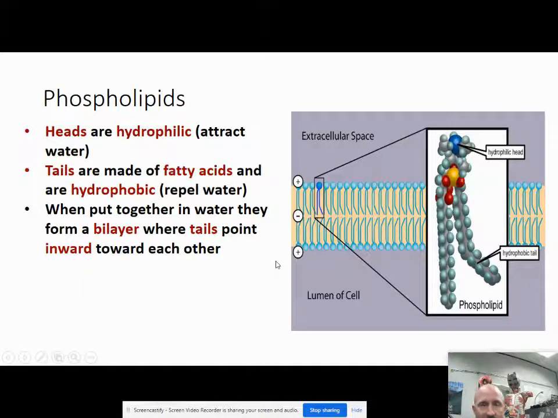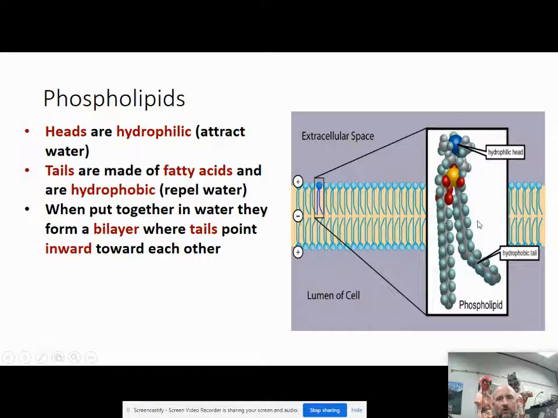Okay, and here's where the heads become important. So the heads, and I want you guys to write this down, are hydrophilic. And hydrophilic, hydro meaning water, philic means attracted to. So these heads are attracted to water, okay? On the other end, these tails are what we call hydrophobic. And so if you're phobic, you hate water. So these are water hating, and the top is water loving.